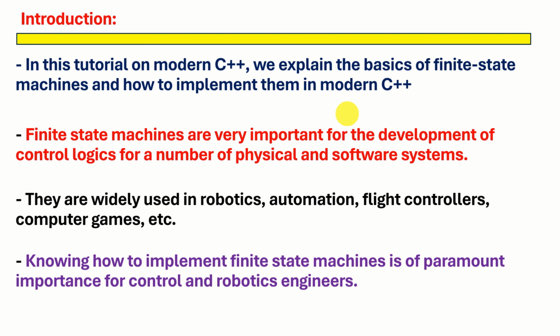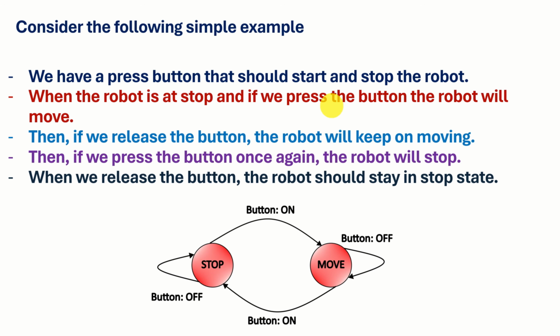In this tutorial on modern C++, we explain the basics of finite-state machines and how to implement them in the modern C++ programming language. Finite-state machines are very important for the development of control logics for a number of physical and software systems. They're widely used in robotics, automation, flight controllers, computer games, etc. Knowing how to implement finite-state machines is of paramount importance for control and robotics engineers.